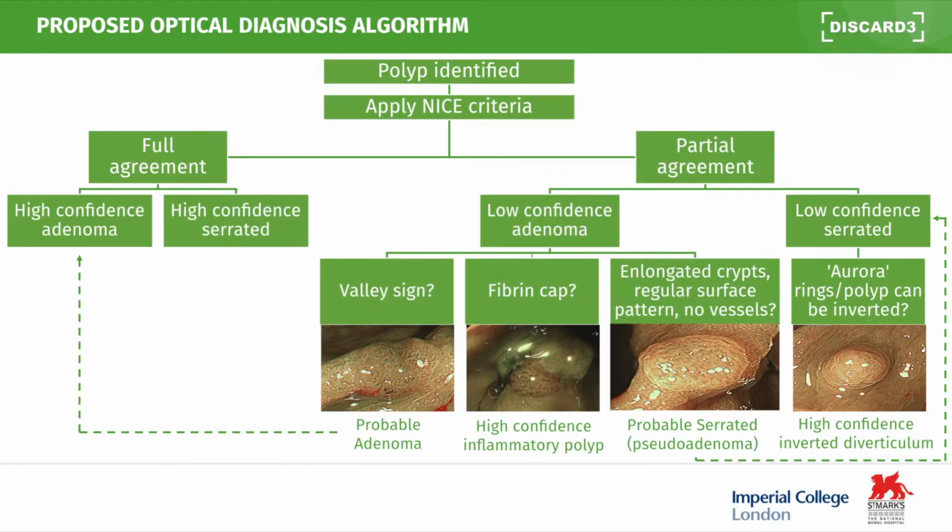We've put together an algorithm which we think is helpful, using the most common and easy to use classification systems. It incorporates the NICE classification, our new finding of the pseudoadenoma, the use of the Valley sign, first described by Rex, which is extremely useful, and also adjuncts like fibrin cap and aurora ring sign. And hopefully you'll find this useful in your daily practice.